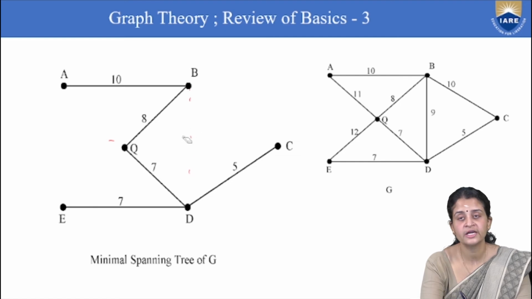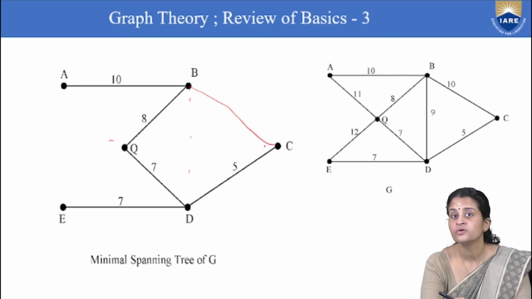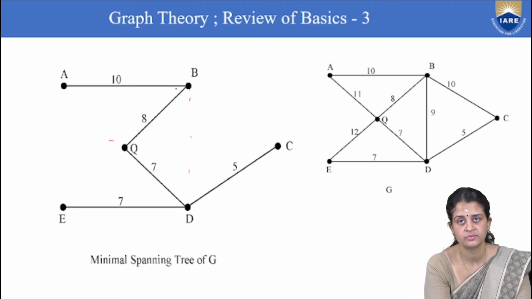Then I had the edge with weight 10. If I add that, it can be like this also, which will make a circuit, which is not permissible. So I just didn't add that. So I just added this edge with 10. Now I have added all these 5 edges. And this is the required minimal spanning tree.